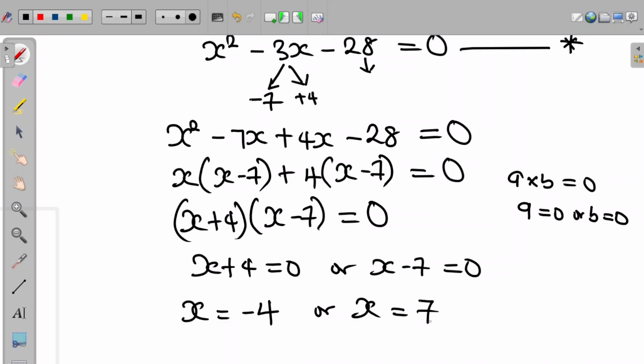So at this point, we have been able to obtain the values of x, which are negative 4 and positive 7.